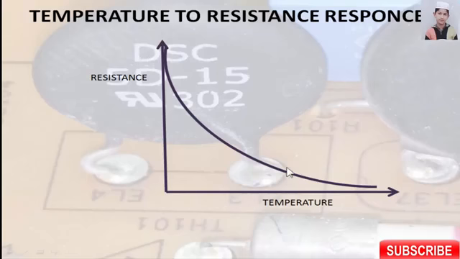This graph is the temperature to resistance response. We can see the vertical side is resistance, and the horizontal side is temperature. When the temperature is normal, it has its standard resistance, nominal resistance. When the temperature increases, we can see the resistance decreases with the change in temperature. When temperature goes high, the resistance decreases, and when temperature reverses, the resistance returns back to its original value.